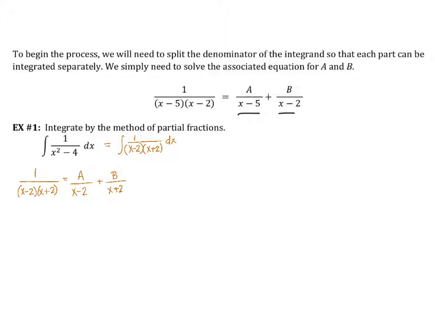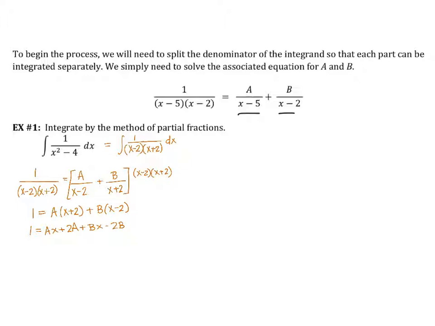We are going to multiply both sides of our equation by x minus 2 times x plus 2. If we do that to both sides, then I have 1 left on the left because our denominators would cancel. I'm going to have A times x plus 2 plus B times x minus 2. And then I'm going to distribute the A, so I have Ax plus 2A, and then plus Bx minus 2B.